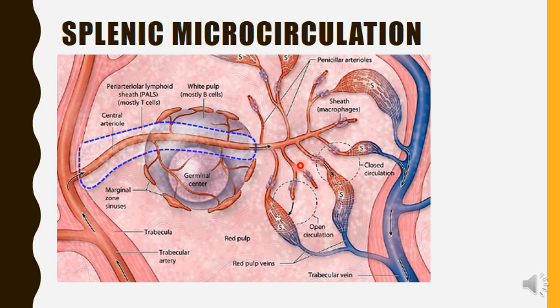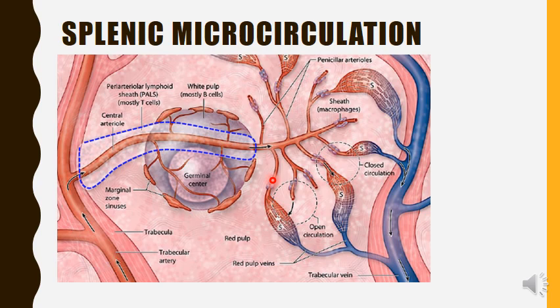Ellipsoids are well developed in cats and dogs, but not in humans. So these ellipsoids are not prominent in humans. They are more prominent in cats and dogs.